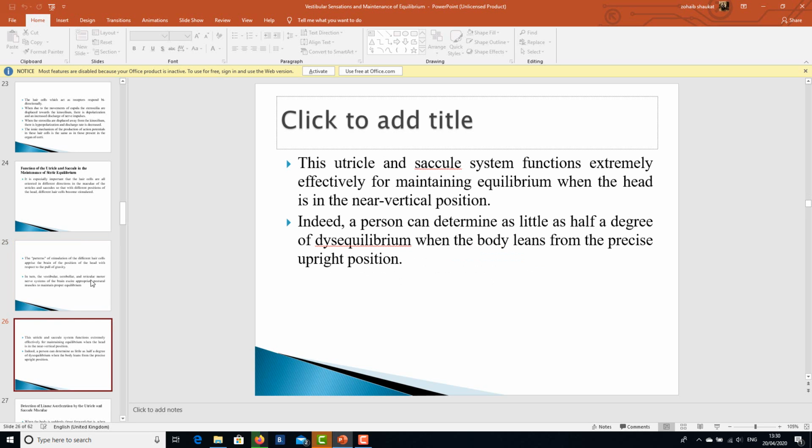This utricle and saccule system functions extremely effectively for maintaining equilibrium when the head is in the near vertical position. Indeed, a person can determine as little as half a degree of disequilibrium when the body leans from the precise upright position.